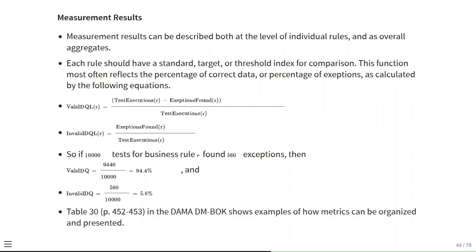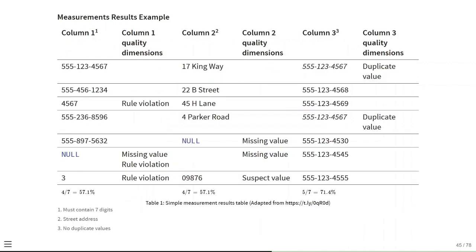In the data management body of knowledge, there is a large table on pages 452 to 453 with examples of how metrics can be organized and presented. On the next slide, we see a simplified example of a table with measurement results with 3 columns of data and respective columns of quality dimensions.